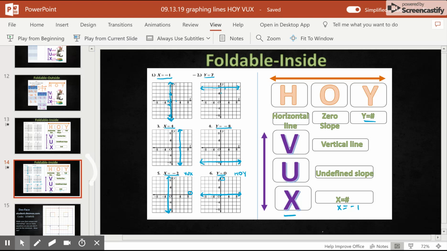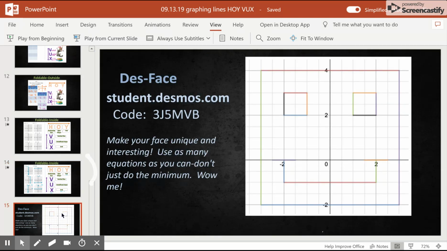And now we're going to talk about Desface. So you're going to be creating a picture today in Desmos, and we're going to be doing pictures quite a bit this year. You're going to go to student.desmos.com. The code is 3J5MVB. You're going to make your face unique and interesting. So this is just a basic face.